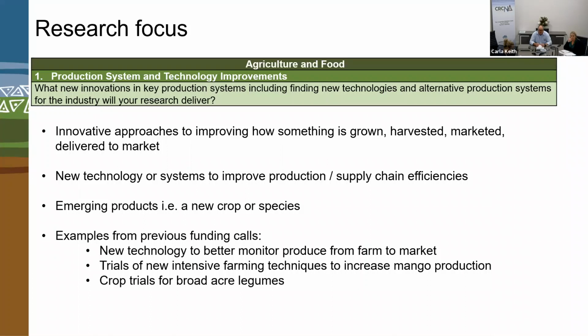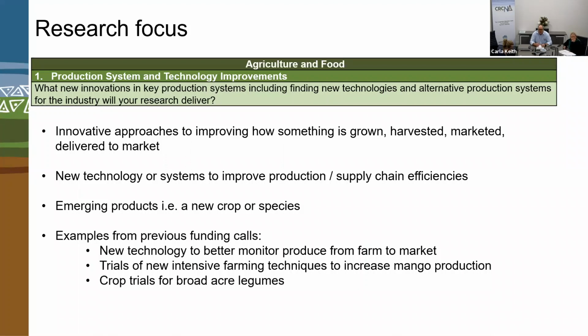So basically, we've been looking for good technology projects for quite some time, and we're really keen to get some more tech projects, new cropping systems, new species. Those type of projects are really important for agriculture and food. It doesn't mean we won't look at other projects associated with agriculture and food, but this is the key research focus for us.